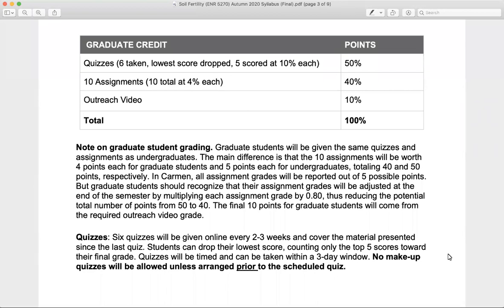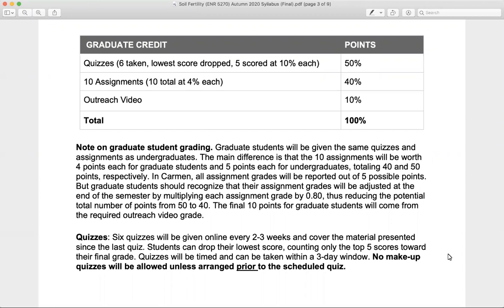So the idea of that is trying to make the information that you're responsible for more manageable. These are essentially open book quizzes. They will all be in Carmen. They will all be timed, and the timing might depend on the quiz. So I'll let you all know ahead of time with all those.